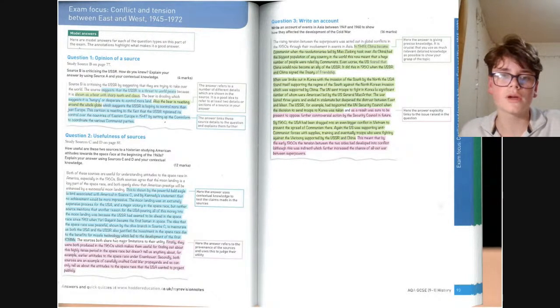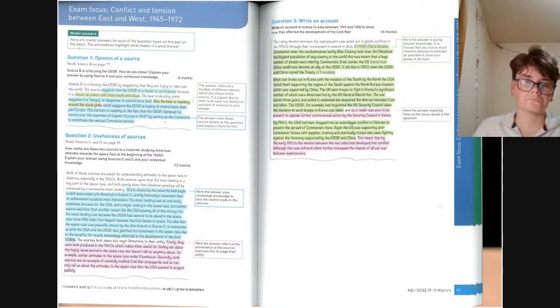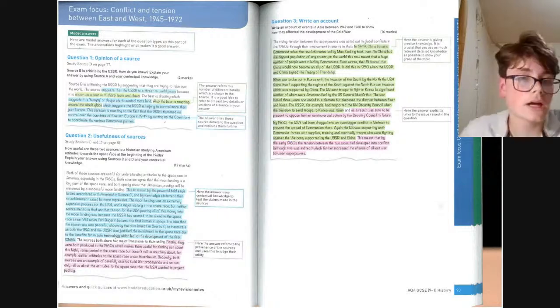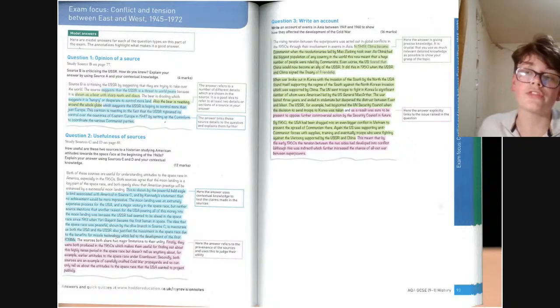There's lines on my camera. Okay. Anyway, how do you know? And then explain your answer using source A and your contextual knowledge. So this is worth 4 marks.